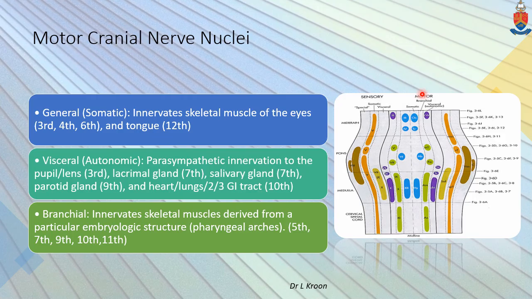You could argue about the 11th, but the 9th, 10th, and 11th all come from the exact same nucleus, so it's very hard to parse out how many of those are actually contributing. Therefore, that's why it's called the nucleus ambiguus, for a reason. It's ambiguous as to whether or not these axons and the nuclei actually live in the 9th, 10th, or the 11th nerve.